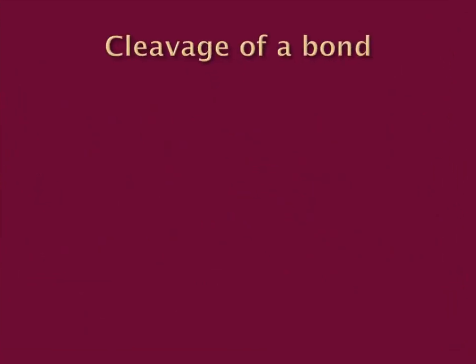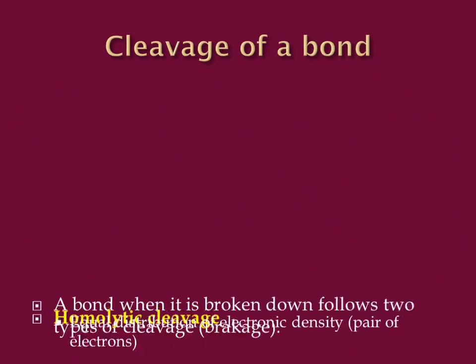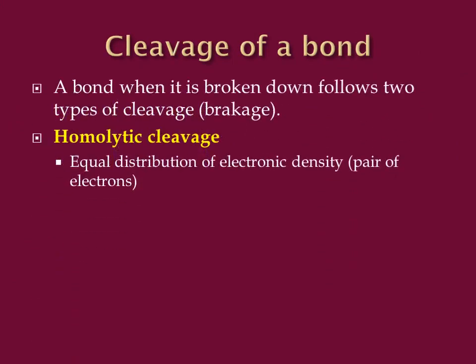Students, during a chemical reaction, some old bonds are broken down and new bonds are formed. So let us see what is the meaning of cleavage of a bond. A bond, when it is broken down, follows two types of cleavage or breakage. First one is the homolytic cleavage. Homo means same. It means equal distribution of electronic density, or a pair of electrons. Electronic density means the bond containing two electrons.